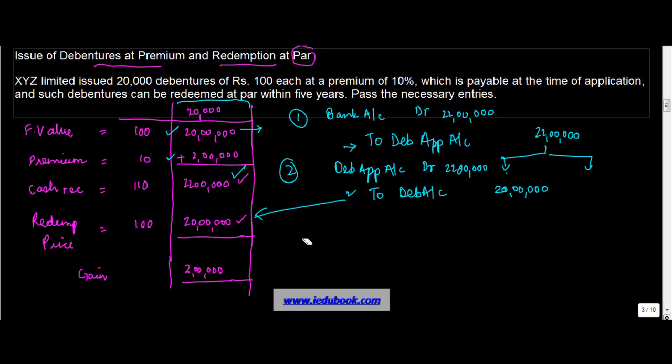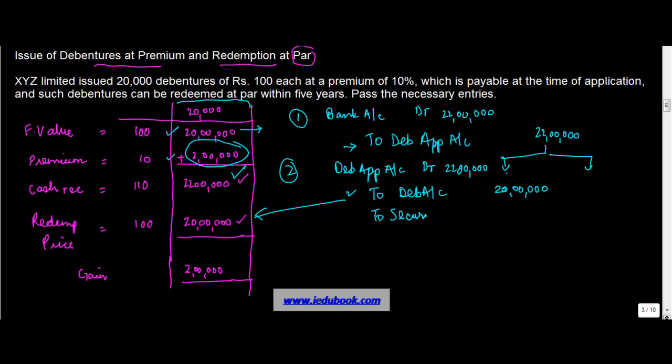Right? And what is the balance? The balance is the premium that you have received. So what is the premium account where it goes? It goes to the security premium account. 200,000. Right?